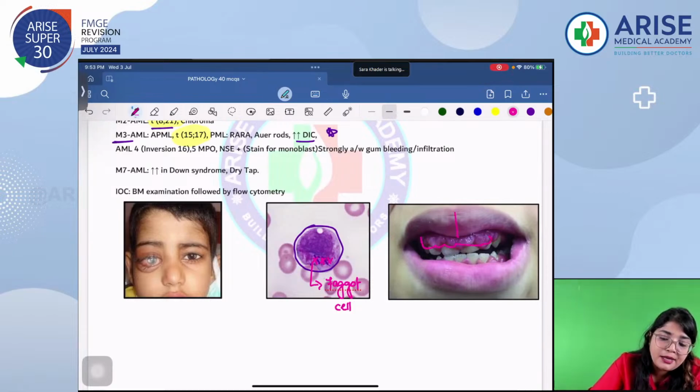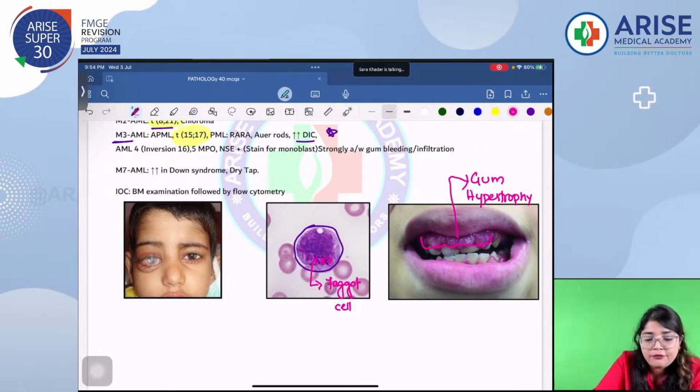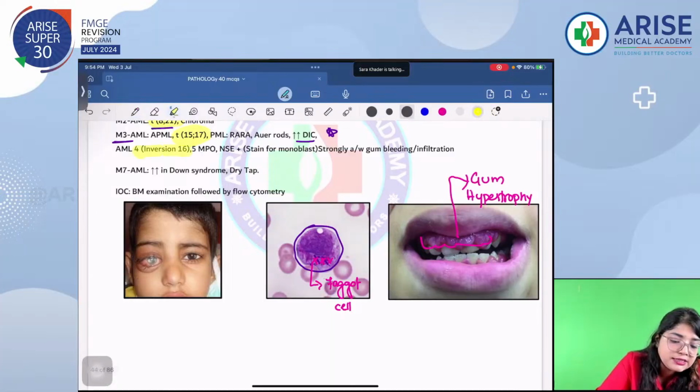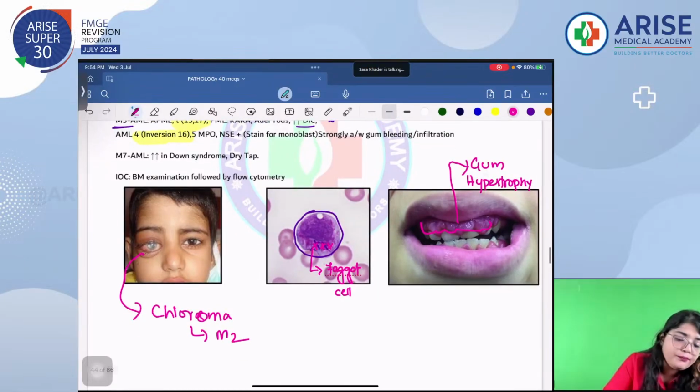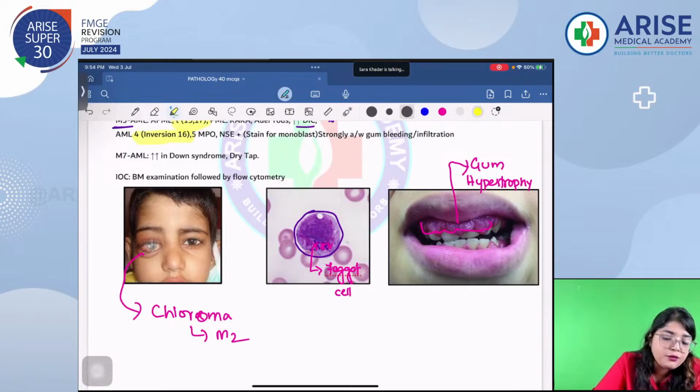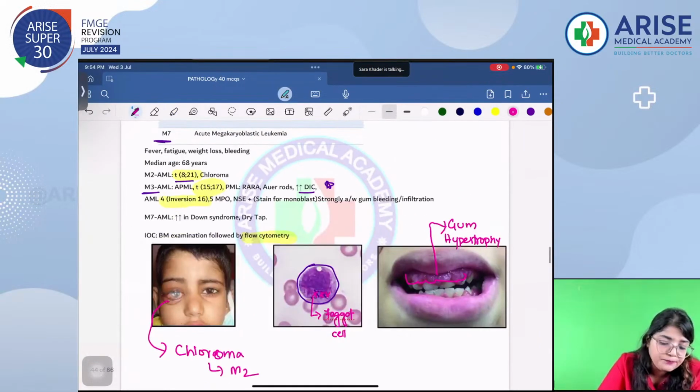Okay. M4 will show you the presence of gum bleeding and gum hypertrophy. Sometimes they just give you the image and ask you the question. Okay, gum hypertrophy or gum bleeding. If they tell you like that, remember it is M4 and it is associated with inversion 16. Okay, inversion 16. And this is actually when the leukemia goes inside the soft tissue, which is chloroma. Remember, it is associated strongly with M2. Okay, M2. What is the investigation of choice? Flow cytometry. Flow cytometry is the investigation of choice for this.